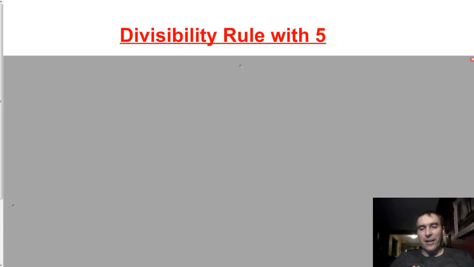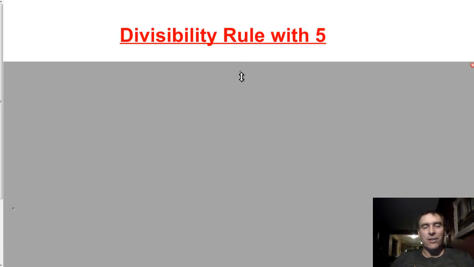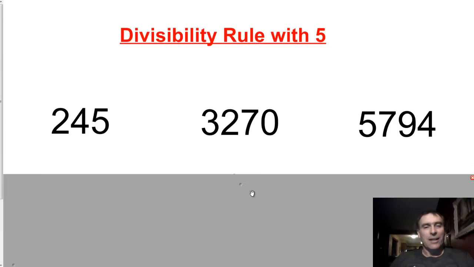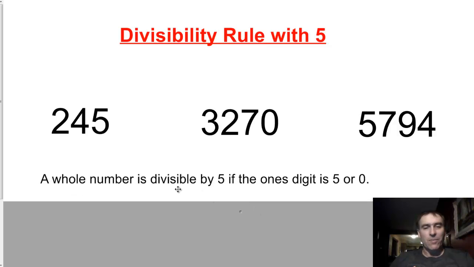So yes, indeed, 4 goes into 5,792 evenly. Let's go on to the 5s. The 5s is easy. I shouldn't even have to spend time with that. The rule is, as you know, if it's divisible by 5, the ones digit is either a 5 or a 0. So all you have to look at is the ones digit in each case. Is it a 5 or 0? Yes. Is it a 5 or 0? Yes. Is the ones digit here a 5 or a 0? No. So we say goodbye to that one.